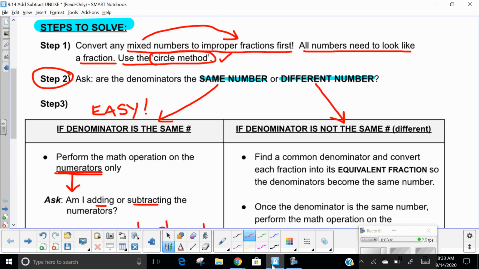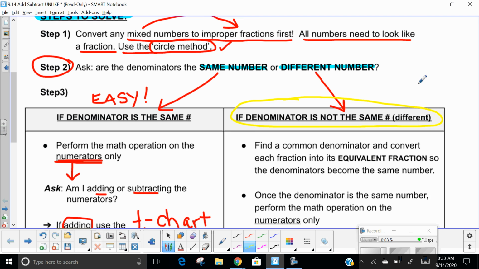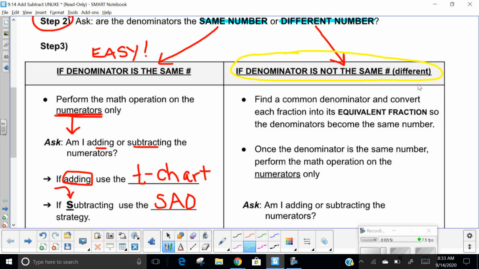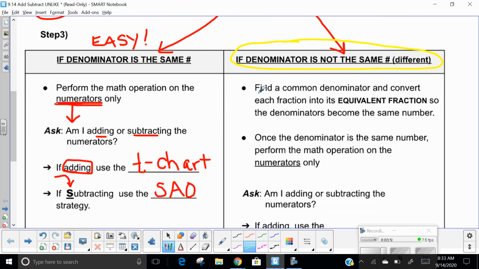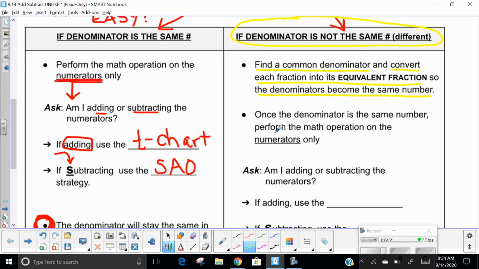Now, what's not so easy is what do we do if the denominator is not the same? If the denominators in our fractions are different. Okay, so what we have to do when the denominators are not the same is find a common denominator and convert each fraction into its equivalent fraction so that the denominators become the same number. Once the denominator is the same number, then that's easy. Then we come back to this process. Once the denominator is the same, we only have to do the math operation on the numerators only.